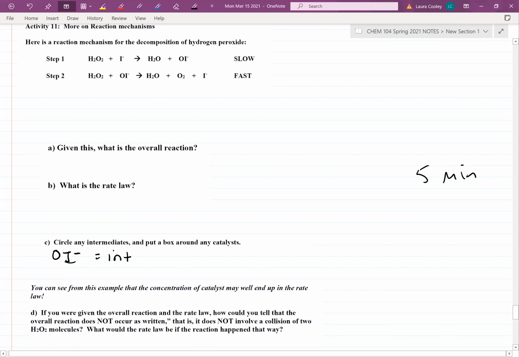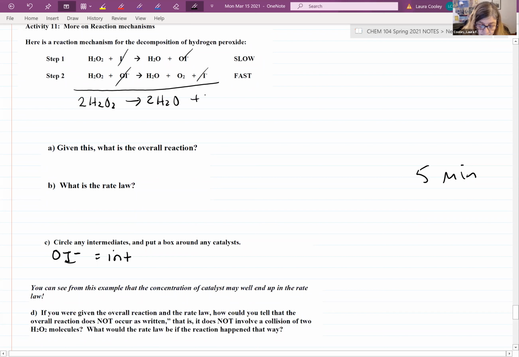H2O2. You're saying that the H2O2 gets used up and then comes back, but there is no H2O2 on this side, right? You can add this up and you could see that this cancels and you could see that this cancels and you could see that this is the overall reaction. All right.